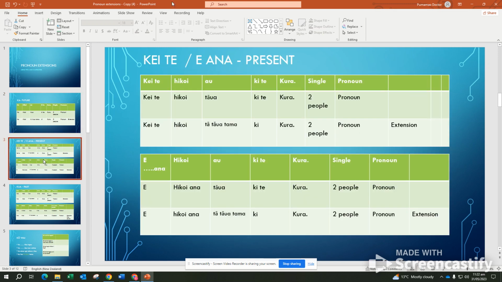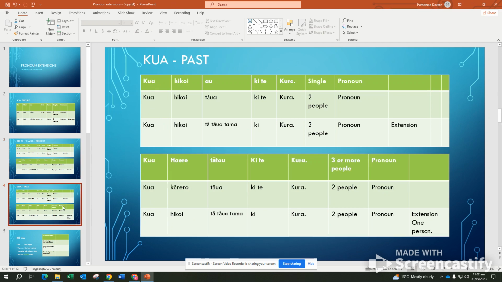Okay, haere tonu, the same as kei te and e ana. Okay, so you've got your kei te up the top and your e ana. And then we move on to kua. Same structure, just the tenses are different in the beginning.